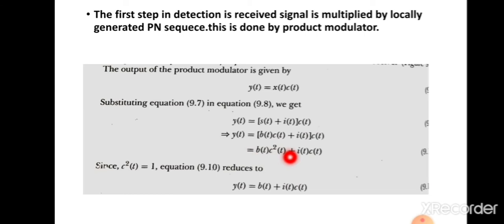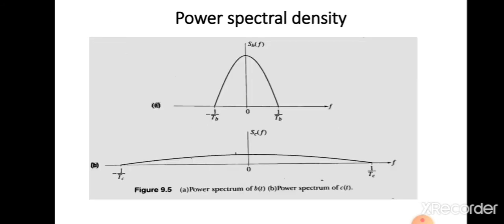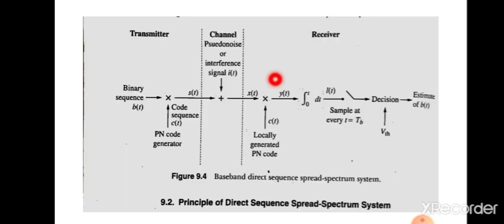c of t into c of t. Actually, this is a square waveform having magnitude plus 1 and minus 1. So when we multiply the replica of c of t with itself, we will obtain 1 everywhere, 1, 1, 1. So c square of t is equal to 1. Therefore we can write y of t equal to b of t plus i of t into c of t. Actually, this y of t is obtained at the demodulator side.